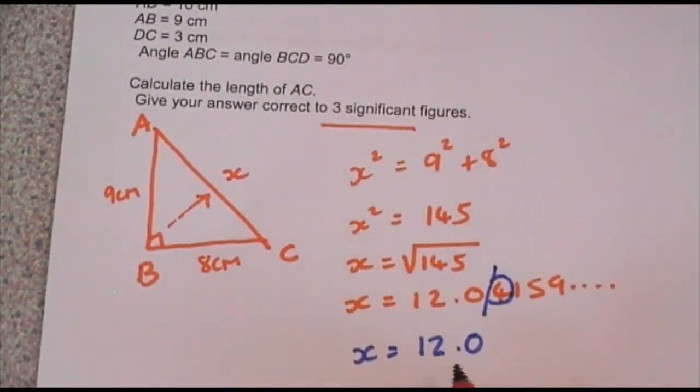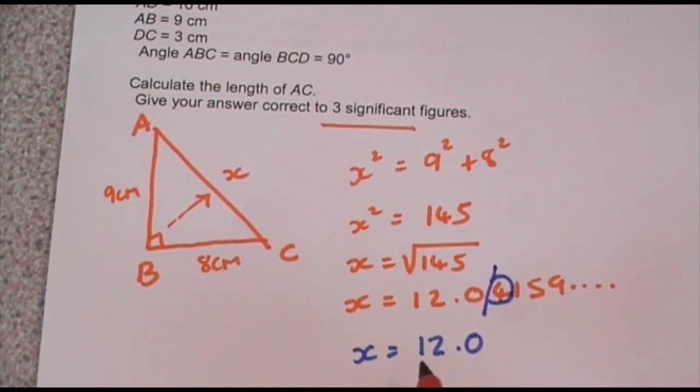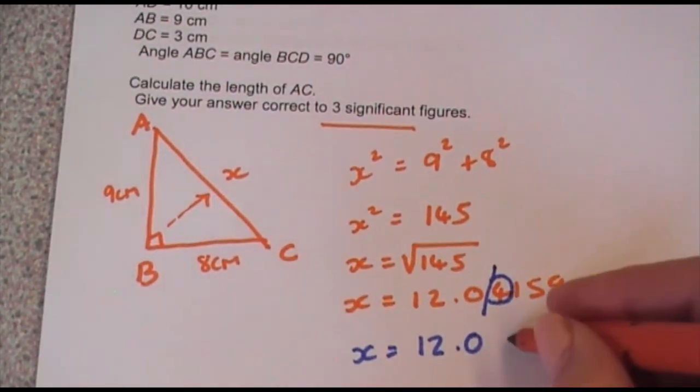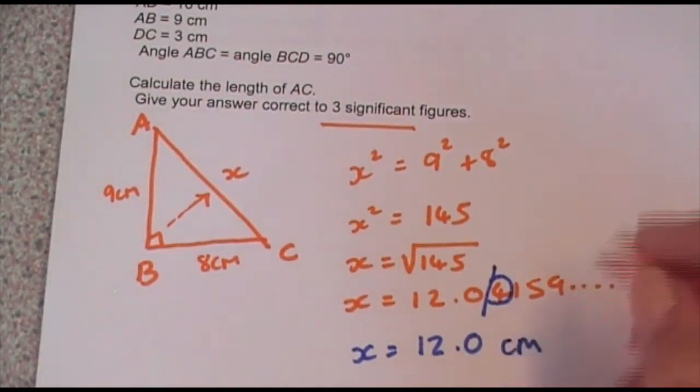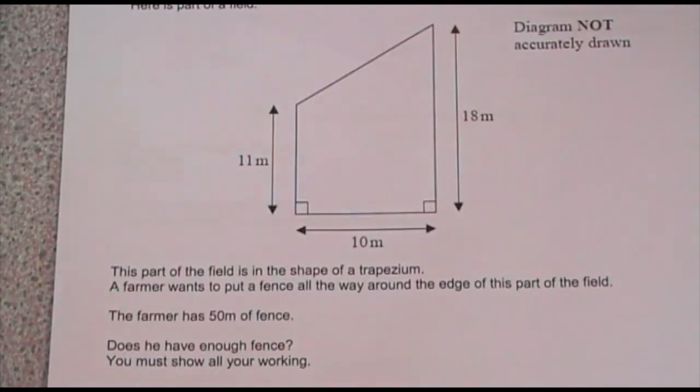Again, is the 0.0 necessary? Not particularly, but they wanted it to 3 significant figures, so I am giving them 3 figures. It is worth noting that you have found a length, so centimeters is also appropriate to put on the end. Here's a question which is a 5-mark problem solving one, and you actually need to use Pythagoras as part of the working out to get to the answer. I'm not going to go through it in depth. Press pause, have a go.